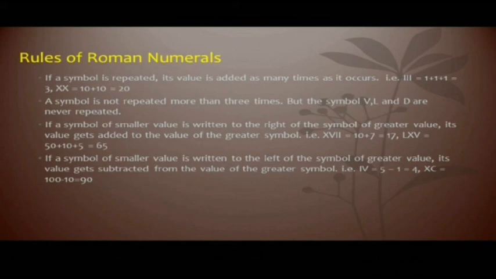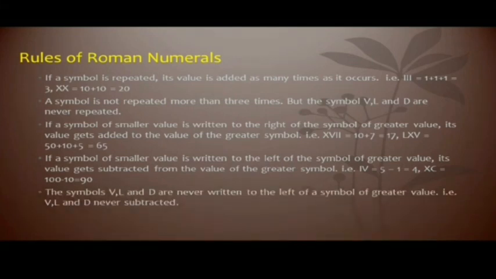In the same way, if a symbol of a smaller value is written to the left of a symbol of greater value, its value gets subtracted from the value of the greater symbol. That is, IV is equal to 5 minus 1, which is equal to 4. And in the same way, XC is equal to 100 minus 10, which is equal to 90.